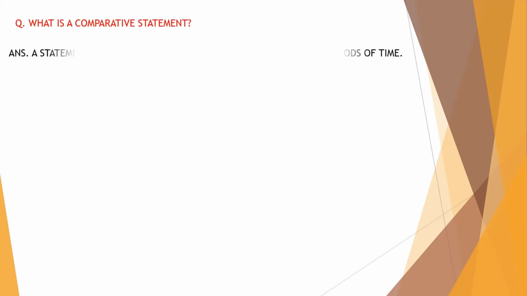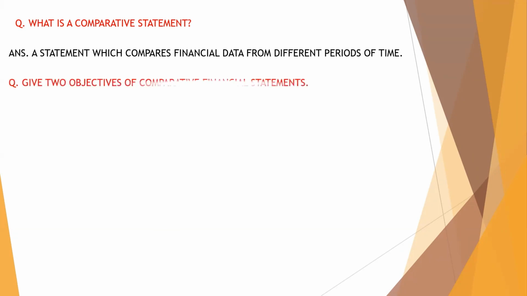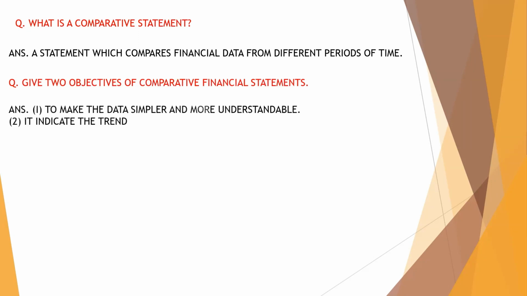Now, what is comparative statement? It is a statement which compares financial data of 2 different periods, that is previous year and current year. Now, what is the objective of comparative financial statement? It makes the data or the information simpler and more understandable. It also indicates the trend. Trend analysis भी कहते हैं comparative financial statements को.